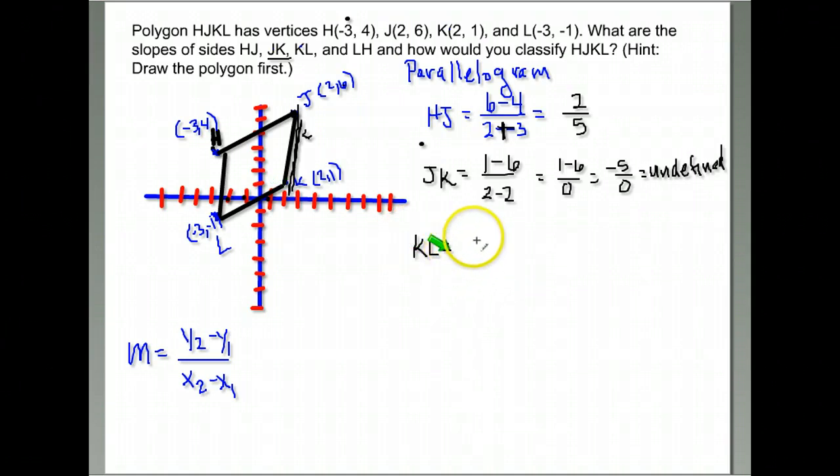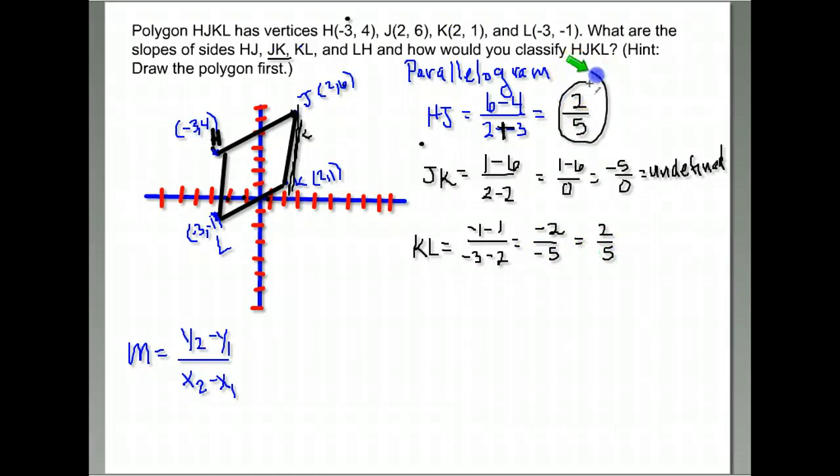Okay, so from K to L, again, we're going to subtract y minus y. So here's our K and our L. So let's do negative 1 minus 1 all over x minus x. So negative 3 minus 2. On top, that gives me negative 2. On the bottom, that gives me negative 5, and negative divided by negative is a positive. So I can see that the top and bottom, they are a set of parallel lines.